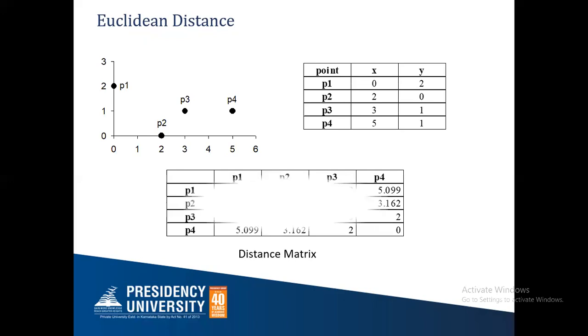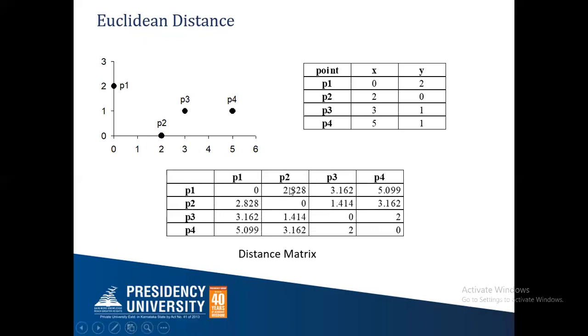Which is 2.828. That is the distance from P1 to P2, which we can see in the table. As well as the distance from P2 to P1 will be the same. So P2 to P1 is also 2.828. Another thing we need to observe, the distance from the point to itself, right? So P1 to P1, there is the single point.